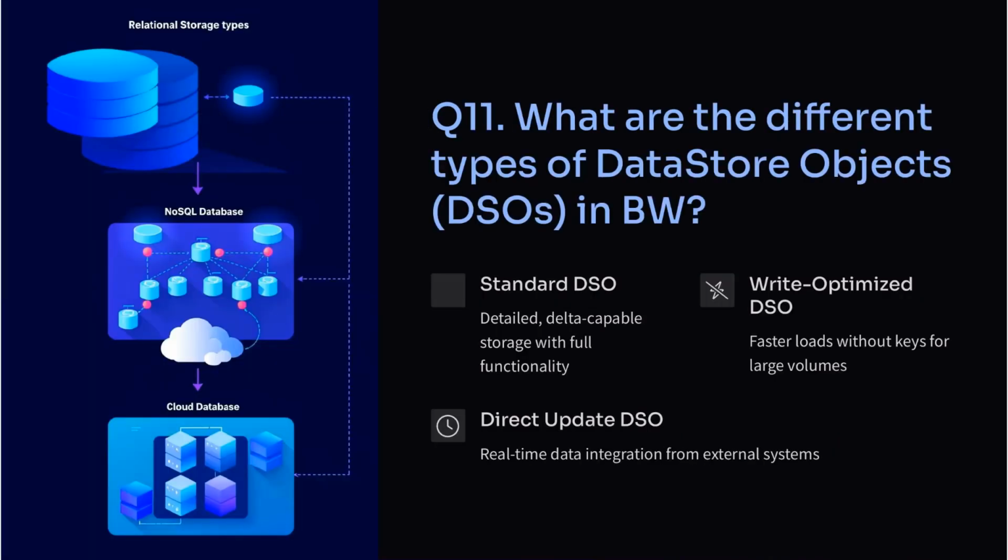Question number 11. What are the different types of data store objects, DSOs, in BW? Answer. There are standard DSOs, write-optimized DSOs, and direct update DSOs. Standard DSOs are for detailed, delta-capable storage. Write-optimized DSOs are used for faster loads without keys. Direct update DSOs are for real-time data from external systems.